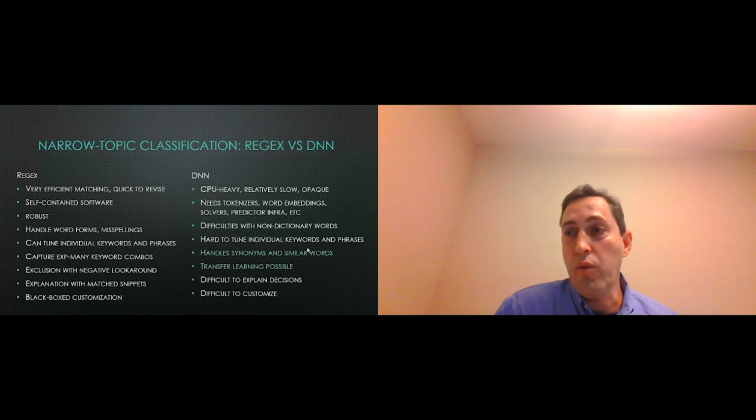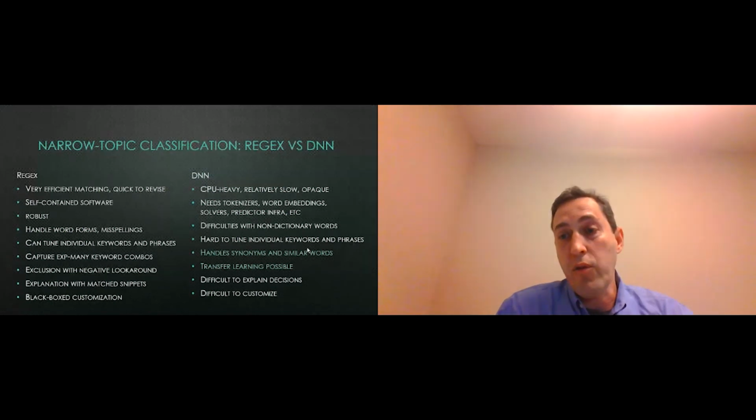If your deep learning system uses embeddings pre-computed for words from Wikipedia, you already lost. You have to use emerging keywords. We use exclusions with negative lookaround, which is a fairly nifty feature in regular expressions. We provide explanations for every match, and there is both white box and black box customization.